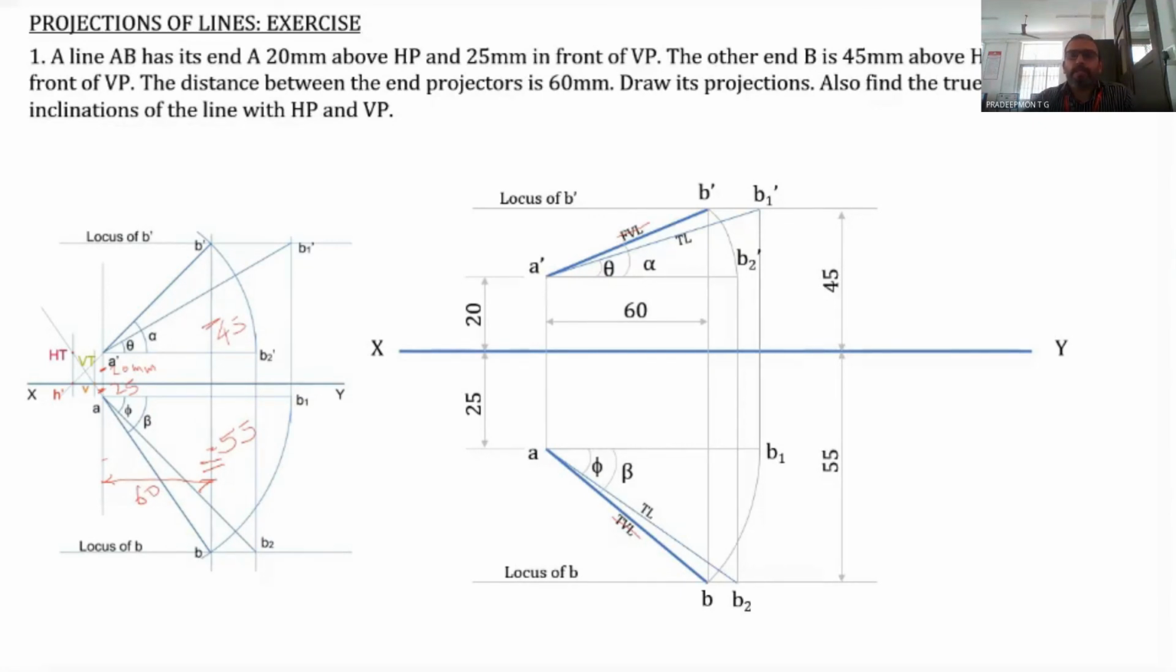Now you draw a box, and in the box you write the values. What is the true length? Instead of writing the true length there, it is always better to write it in a rectangular box. True length, theta, then phi, alpha and beta.